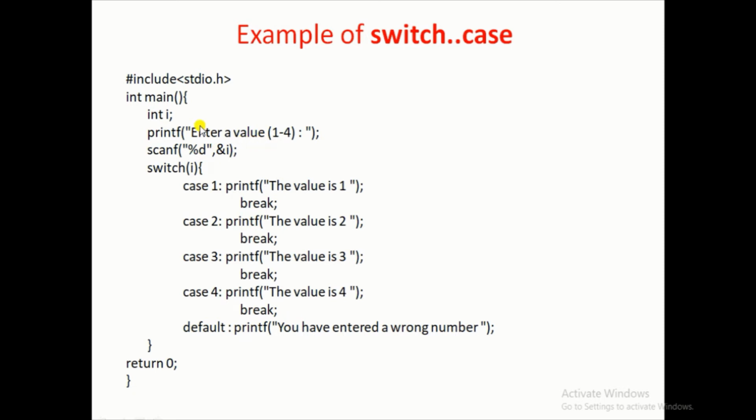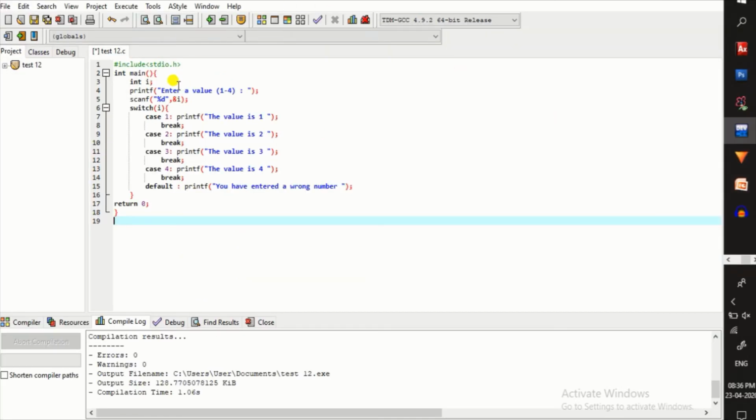So if we enter any other number, say 7, it does not match any label, that is 1, 2, 3, 4, and it just prints, you have entered a wrong number. Okay, so we practice this code. Here you see that we write this code inside Dev-C.